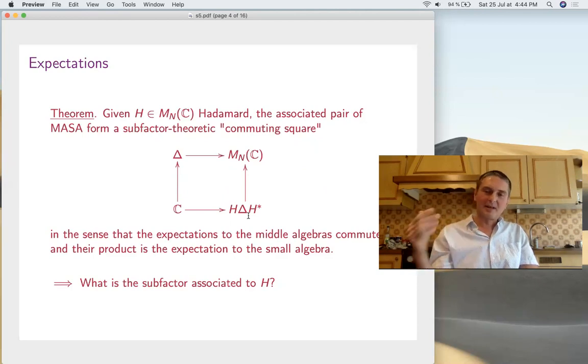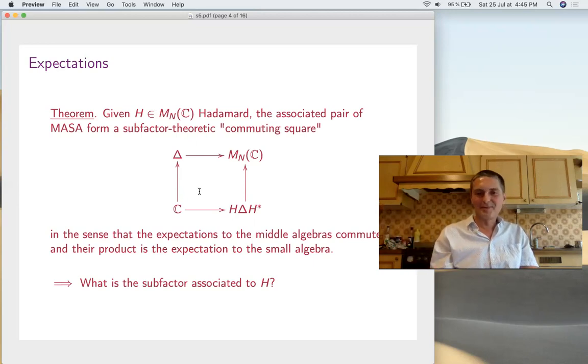The second discovery now of Popa, a continuation of the previous one, is that if you take these masas inside this diagram, you can see matrices here. This is a so-called commuting square in the sense of factors, in the sense that the expectation on delta and on H delta H star commute, and their product is the expectation onto C, which is the trace. Such squares are produced by basic constructions of factors.